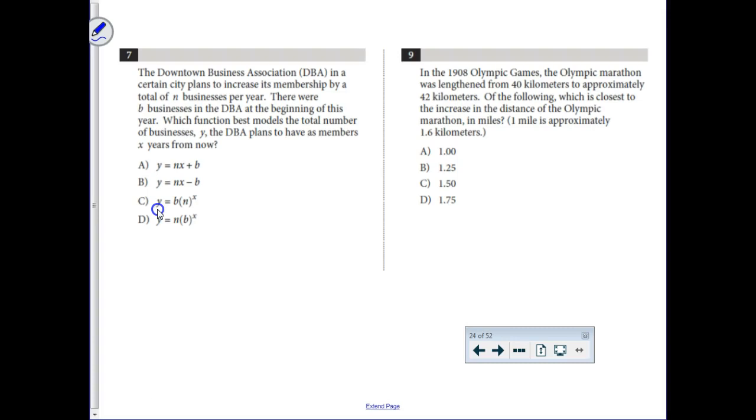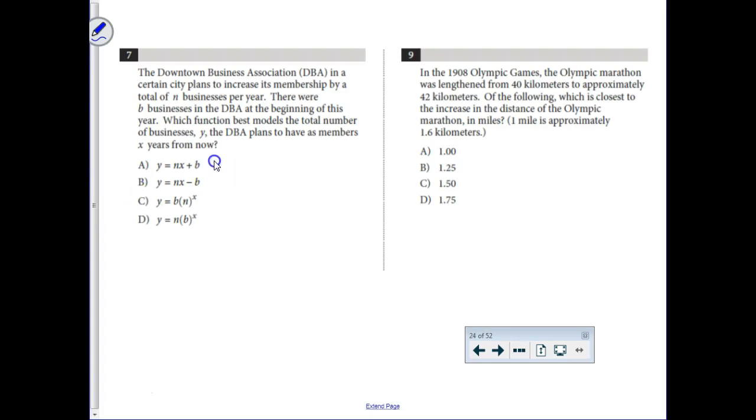All right, number 7. The Downtown Business Association in a certain city plans to increase membership by a total of N businesses per year. There were B businesses in the DBA at the beginning of this year. Which function best models the total number of businesses, Y, that they plan to have X years from now?